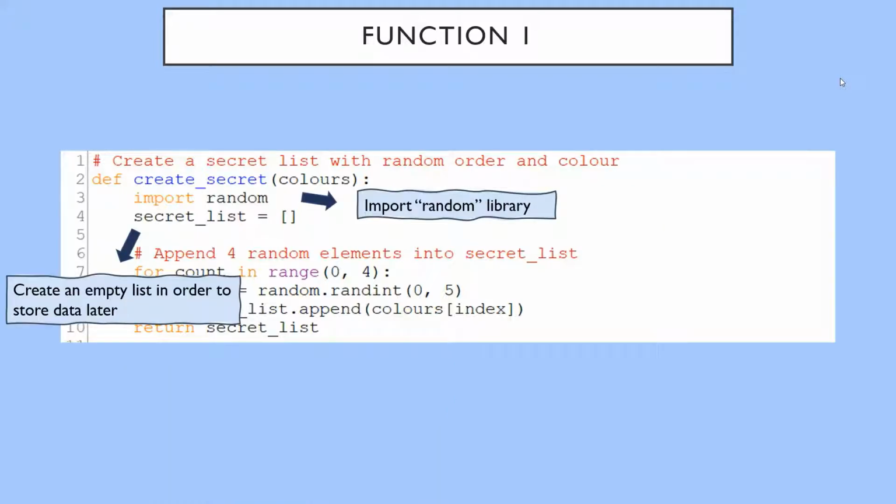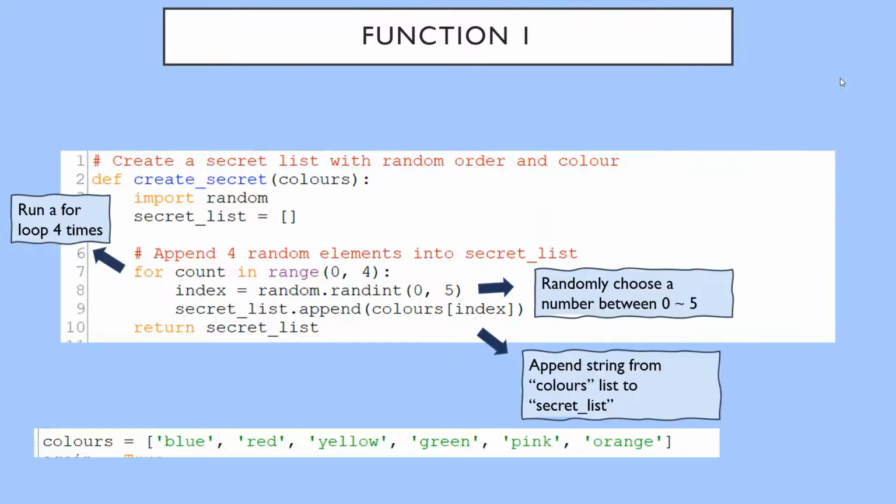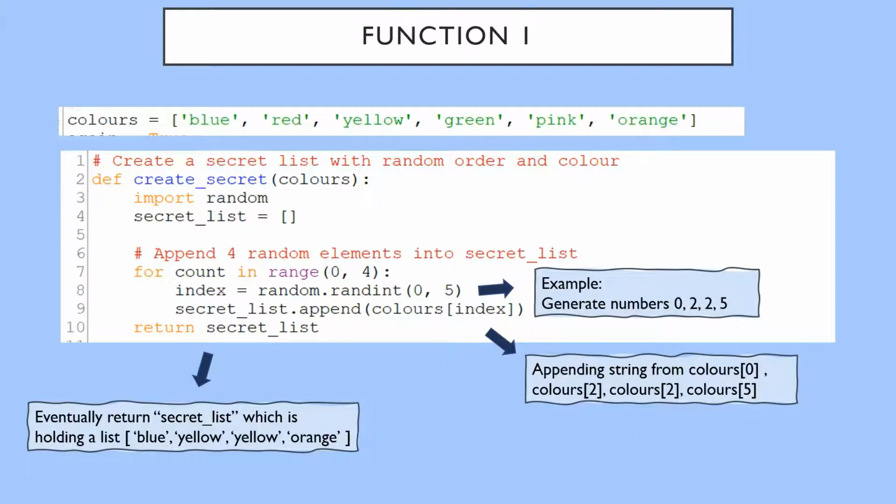In this function, we import a random library and create an empty list called secret list. There is a for loop which will run 4 times to append 4 elements into secret list. In the for loop, the computer program will randomly choose a number between 0 to 5 using the random integer function and store the number into the index variable. Then we append a string from colors to secret list using the slicing technique. If, let's say, the random integer function has generated 0, 2, 2, 5, therefore secret list will be holding a list with blue, yellow, yellow, orange, and it will be returned to the function caller.